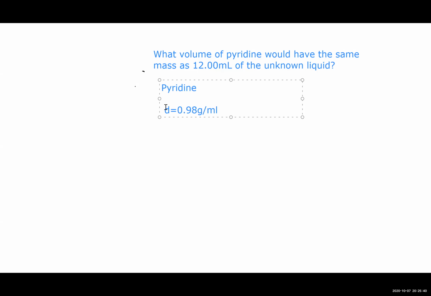Okay, so in this case, we're going from the volume of our unknown to the mass of our unknown to the volume of pyridine. So we have 12.00 milliliters of our unknown. To go from volume to mass, we use our density. We have 0.809 grams per mil. And to go from mass to volume, we're going to divide by our density. In 1 milliliter of pyridine, we have 0.98 grams.